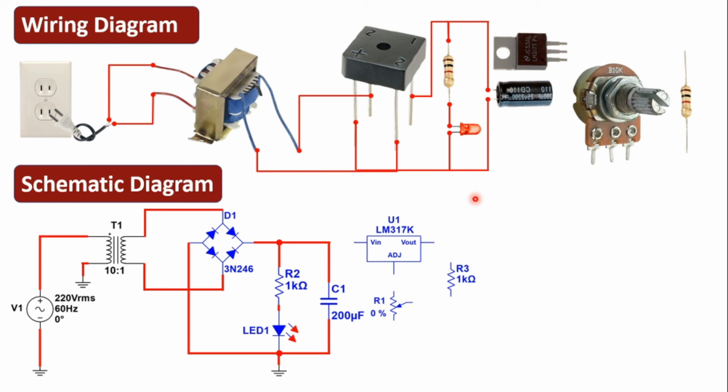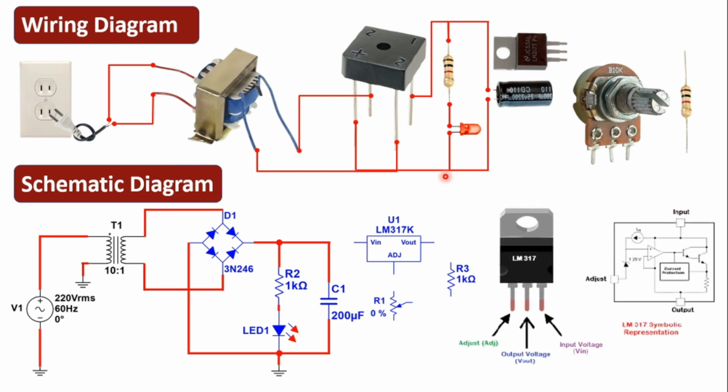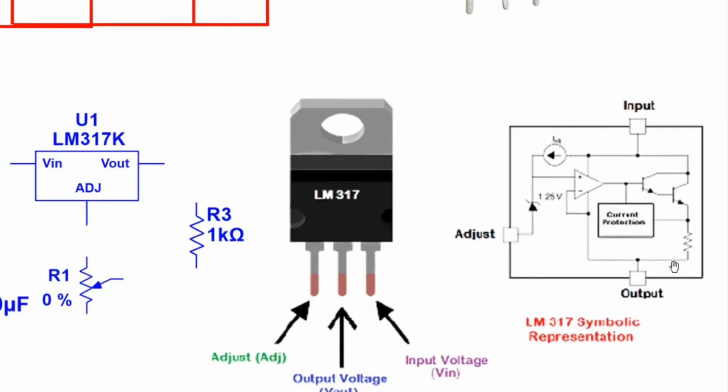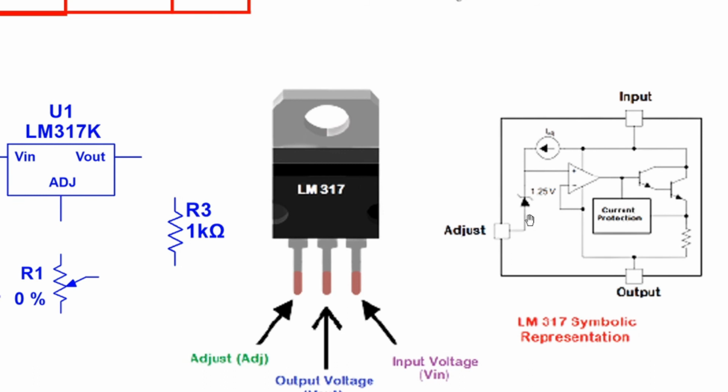Now for the connections, shown here is the LM317 pinout. Pinout or the designation of the terminals for VIN, VOUT, and adjust. We also see the circuit inside the LM317, composed of different electronic components. We have a Zener diode, a Darlington resistor, an operational amplifier, and protection circuits. It is for this reason that the LM317 is called an integrated circuit, pinagsama-samang electronic components sa iisang chip.